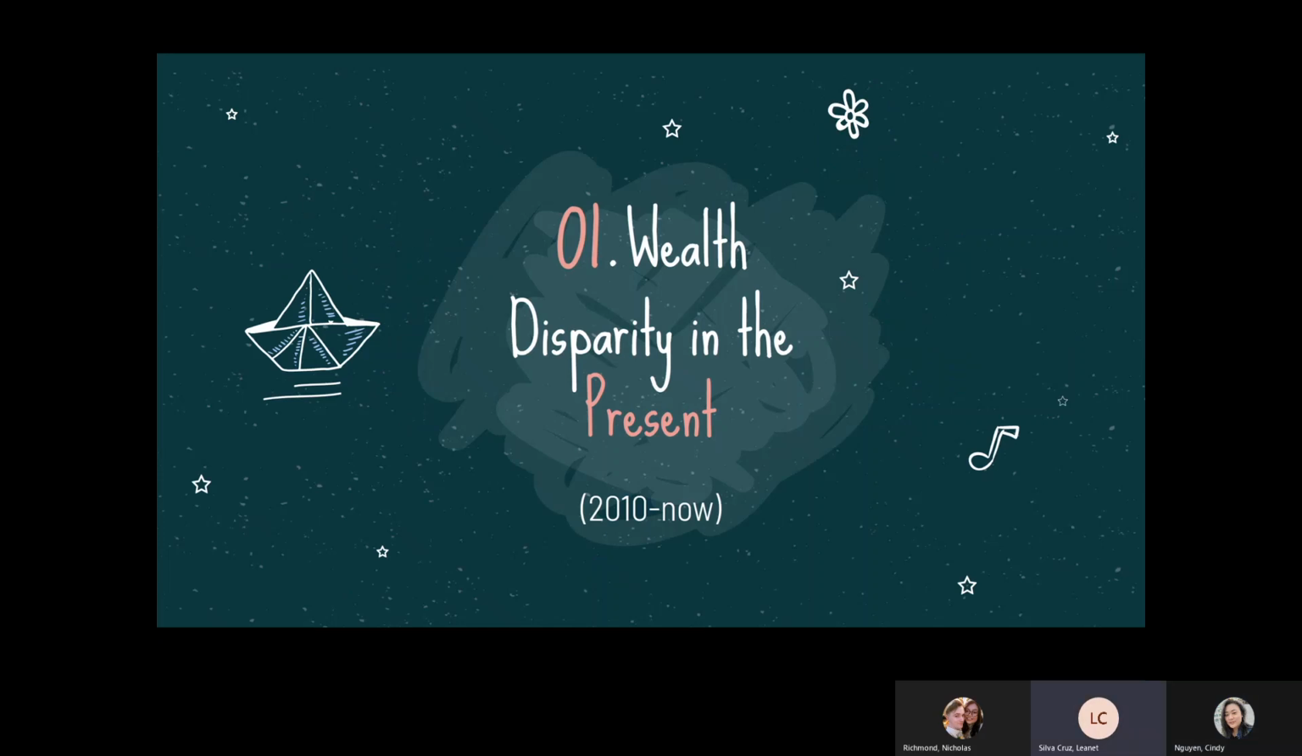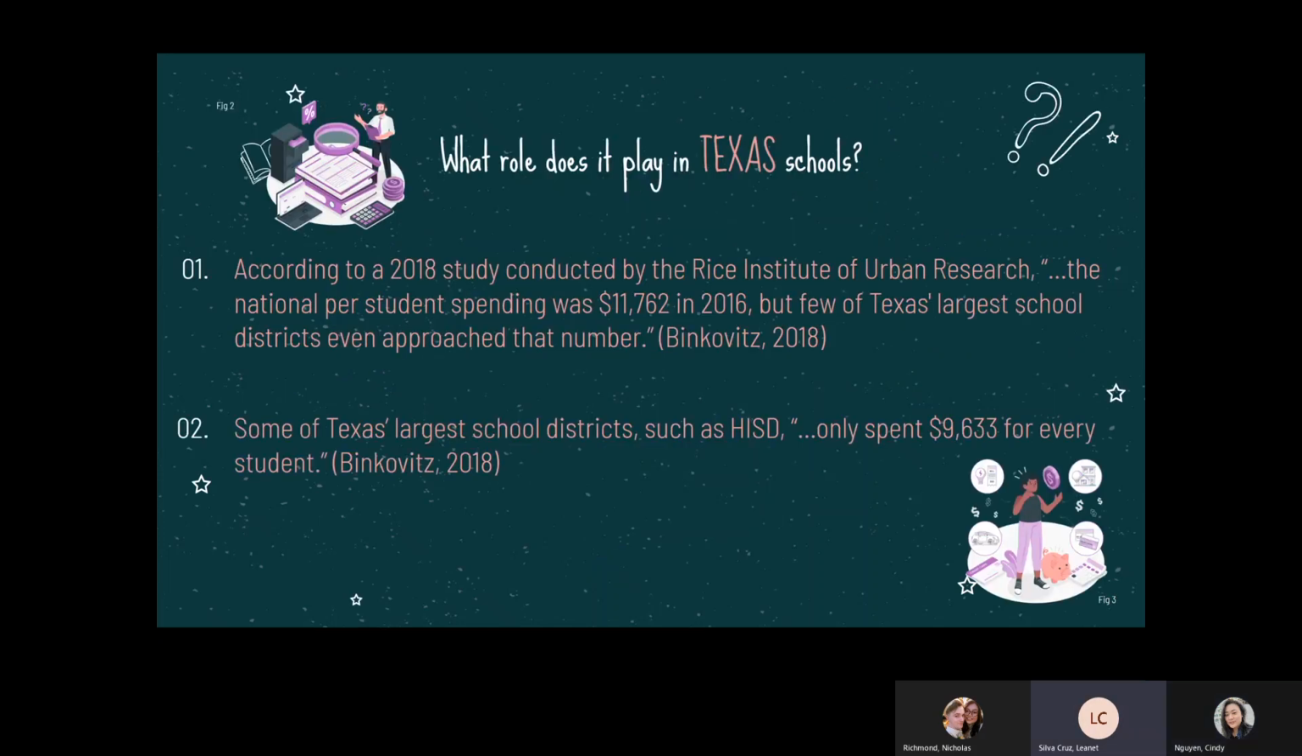Wealth disparity in the present. Wealth disparity plays a major role when it comes to student funding in Texas. In Texas, it's been shown that the gap between low-income areas compared to wealthier ones is severely high. According to a 2018 study conducted by the Rice Institute of Urban Research, the national per-student spending was $11,762 in 2016, but few of Texas' largest school districts even approach that number. In addition, some of Texas' largest school districts, such as HISD, only spend $9,633 for every student, not even nearly reaching the spending per student in the country.